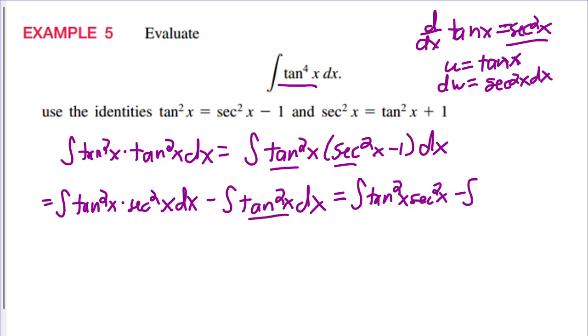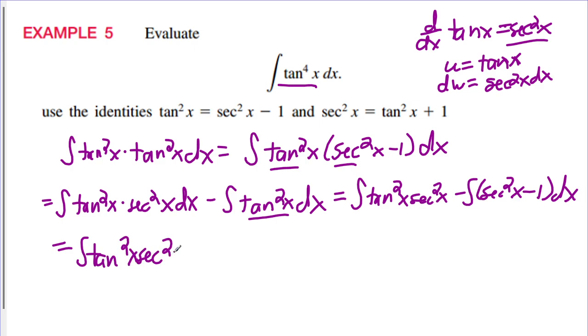Then we're going to switch tangent squared back into secant squared of x minus 1 dx. So now finally we can integrate this identity, doing one more simplify. We have the integral of tangent squared of x secant squared of x minus the integral of secant squared of x dx, and then minus the negative gives us plus the integral of 1 dx, or just dx. So now we can integrate.